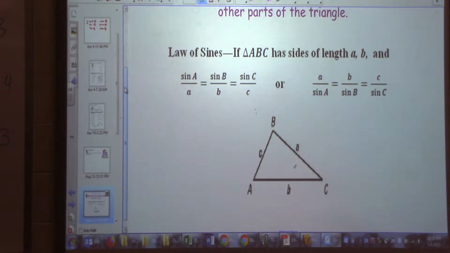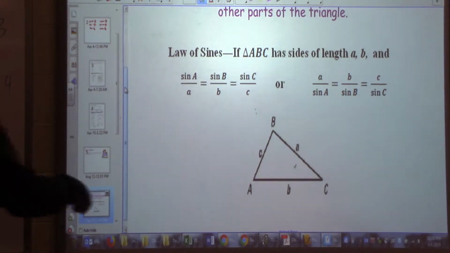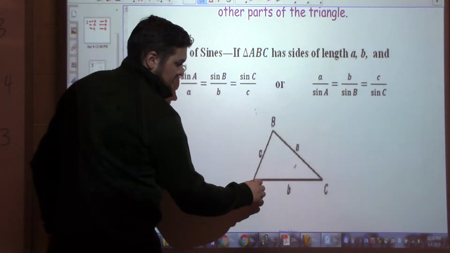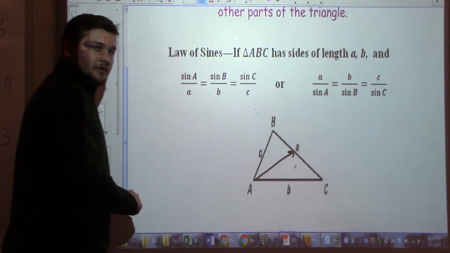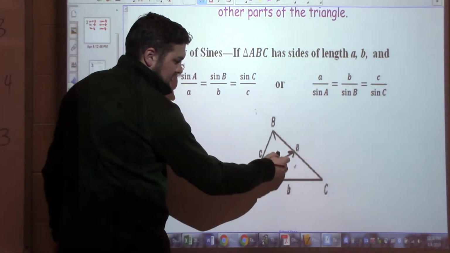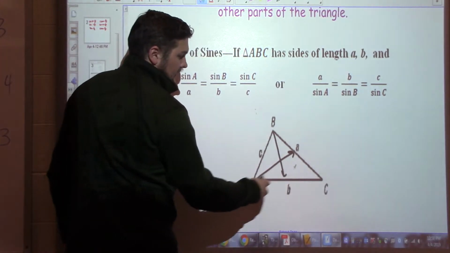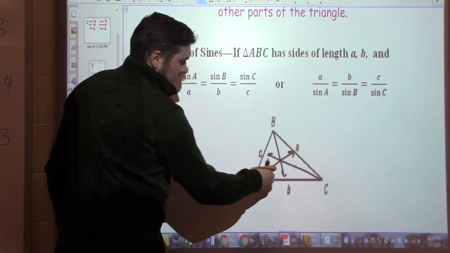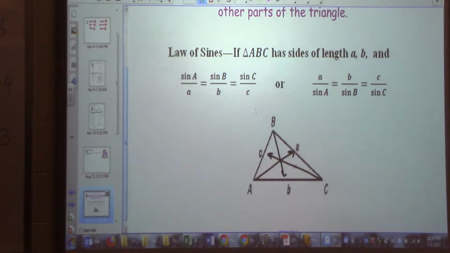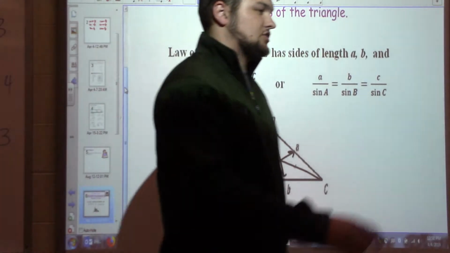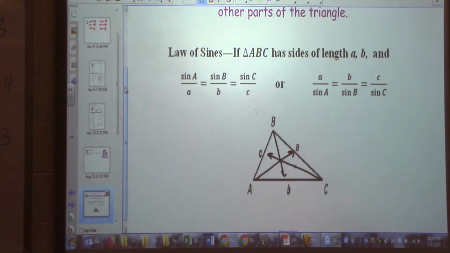Now, the big key here is knowing that side A is straight across from angle A. And side B is straight across from angle B. And side C is straight across from angle C. Alright, so straight across from each of those angles is its complementary side. So when I'm doing it, sine of A over A, sine of B over B.